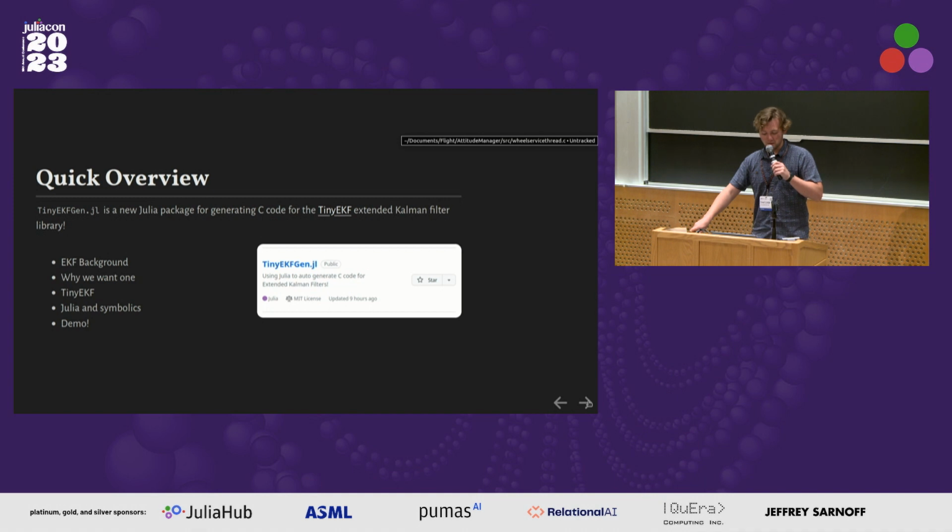So I want to go through a little background on EKFs, what these extended Kalman filters are, why I in particular wanted one, how I found this one called TinyEKF. That's actually a C library that I'm using, and then how Julia and Symbolics factors into that, and maybe a little demo at the end.